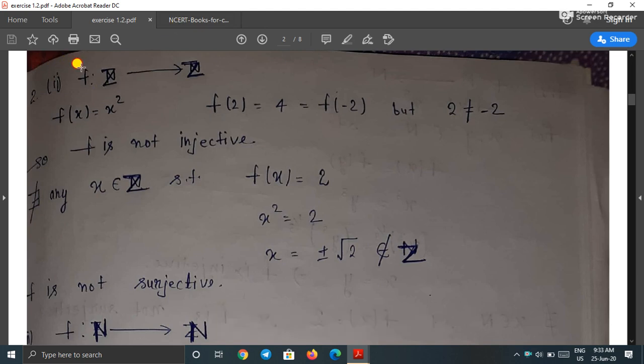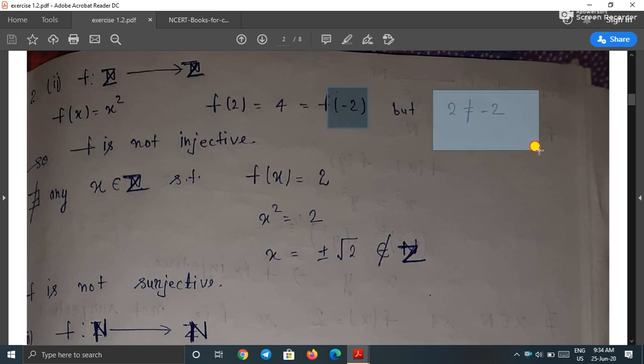A function f from the set of integers to the set of integers is defined as f(x) = x². Now let us see the injectivity of this function. Under this function, f(2), the image of 2, is 4, and the image of -2 is also 4. 2 squared is equal to 4 and -2 squared is also equal to 4.